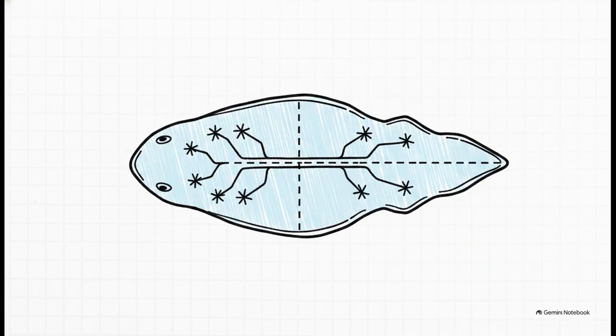Then we hit a massive evolutionary milestone with Platyhelminthes, or flatworms. Nature developed the very first specific organ right here. It's called the protonephridia, and it basically acted as a primitive excretory system.